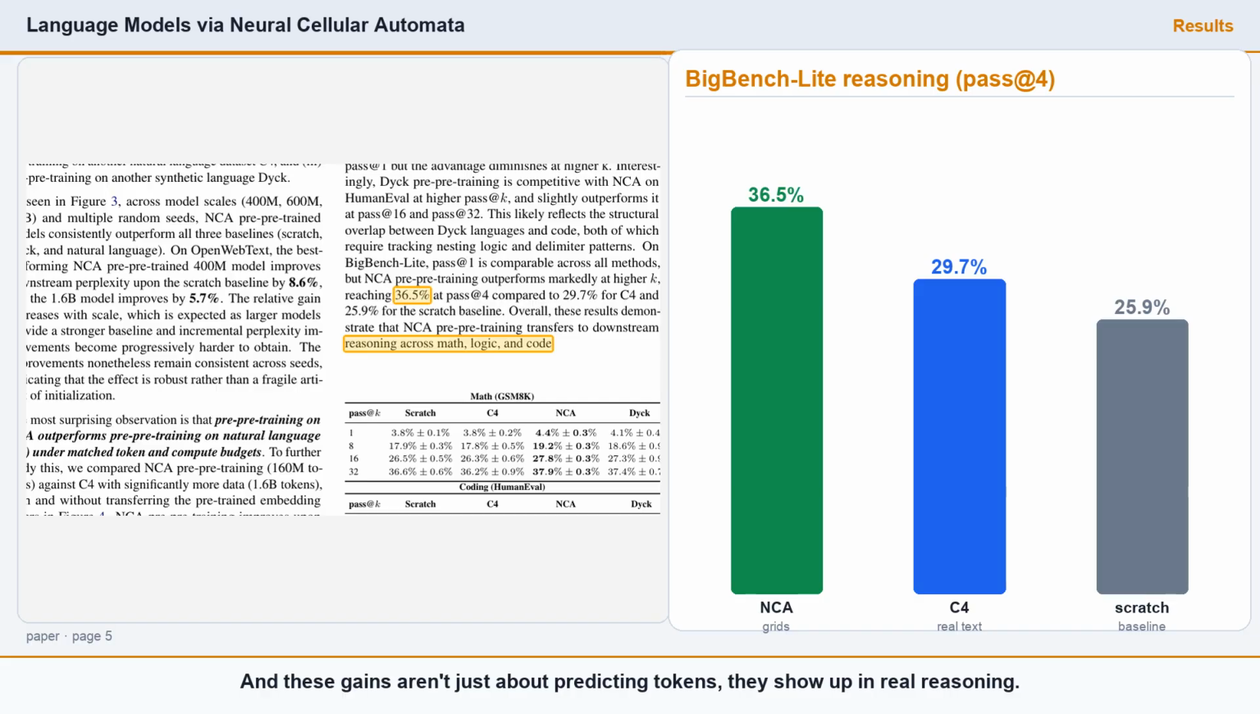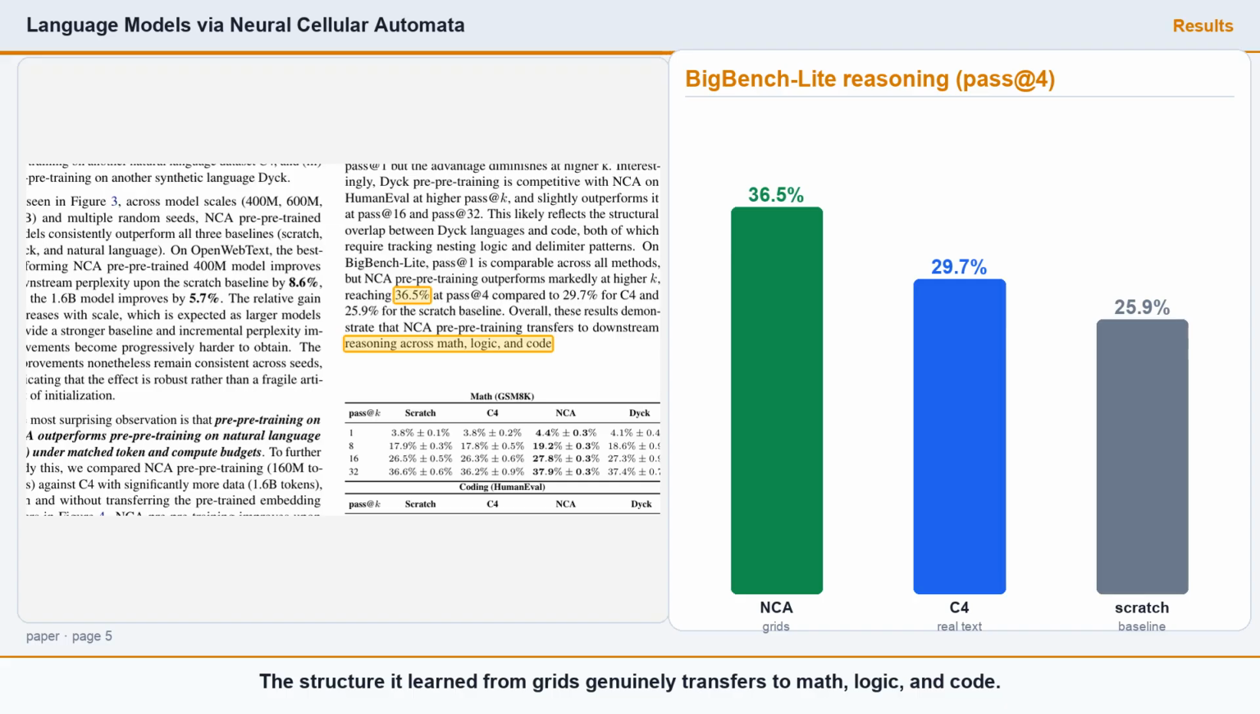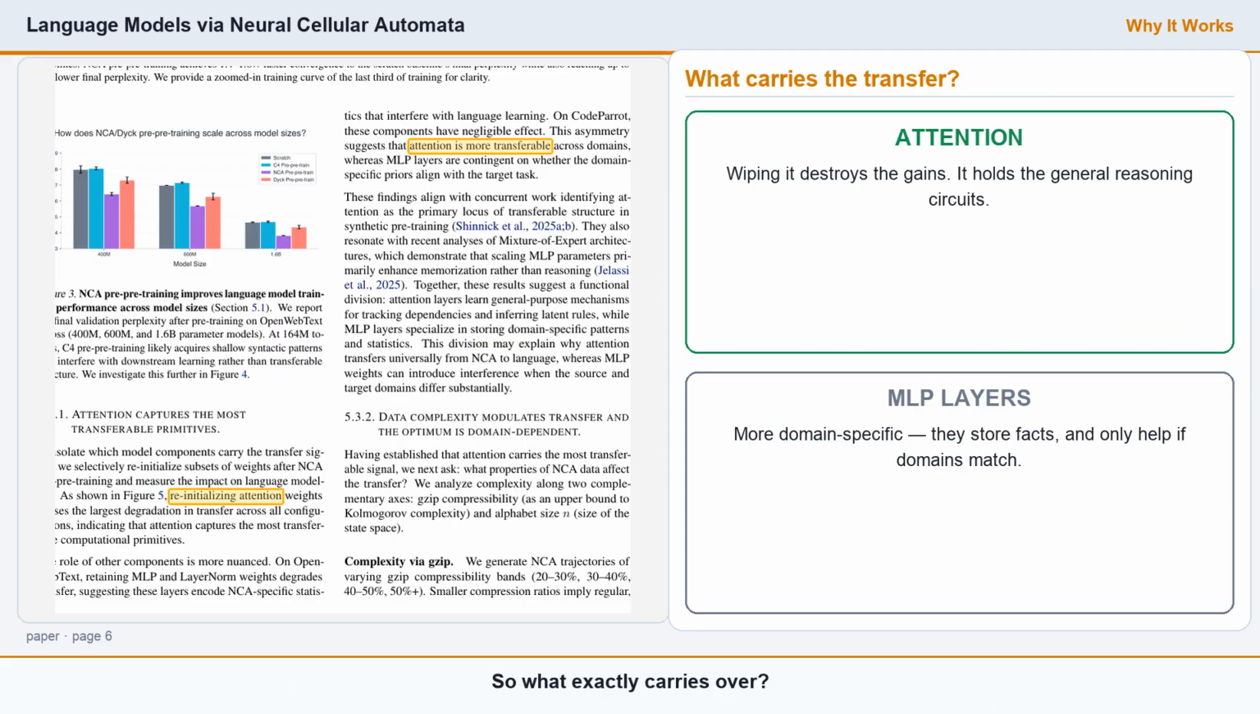And these gains aren't just about predicting tokens, they show up in real reasoning. On grade school math, on coding, and especially on the BigBench logic suite, where the NCA model hit 36.5% versus 25.9% for scratch, when allowed a few attempts. The structure it learned from grids genuinely transfers to math, logic, and code. So what exactly carries over?